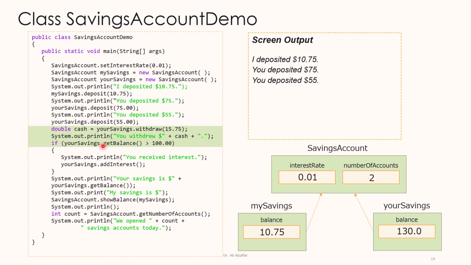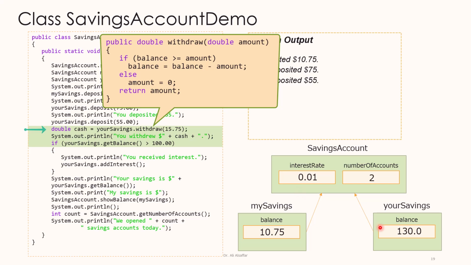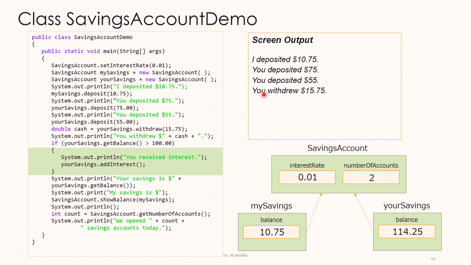In the next statements, we are calling the withdraw method for your savings. So it will withdraw 15.75 from the current balance, which is 130, and it will update your savings after this deduction. At the same time, the method will return the amount that has been deducted from the current balance. And this is what will happen. A message will be displayed, you withdraw 15.75. At the same time, the withdraw method for your savings will update the balance by deducting 15.75 from the previous balance.